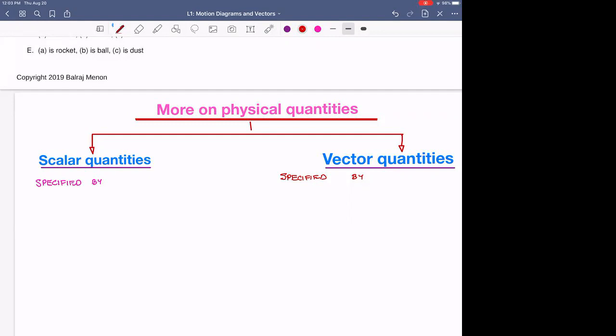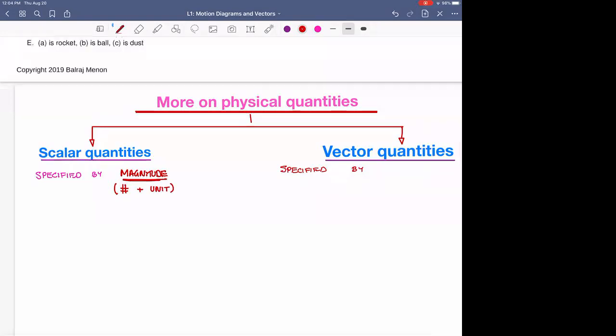We call them either scalar quantities or vector quantities. Now, what's the difference? Well, scalar quantities are completely specified by what we call a magnitude. What do we mean by magnitude? That means they're completely specified by a number plus, of course, some unit.